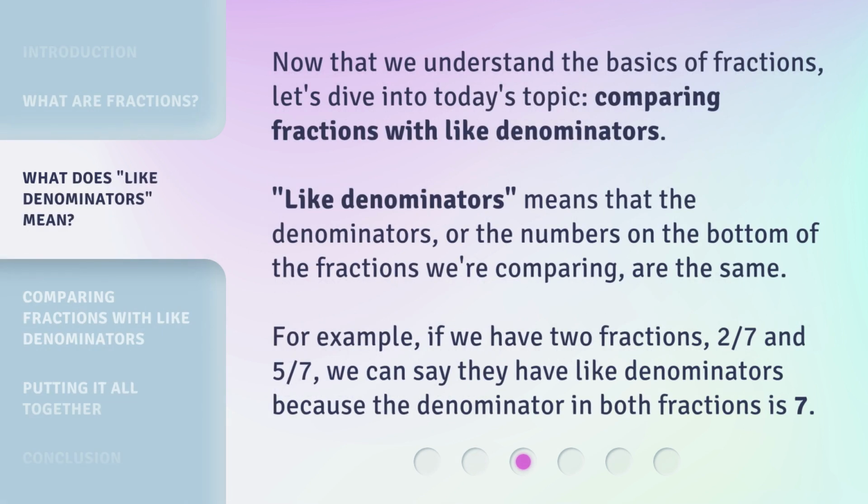Now that we understand the basics of fractions, let's dive into today's topic: comparing fractions with like denominators. Like denominators means that the denominators, or the numbers on the bottom of the fractions we're comparing, are the same. For example, if we have two fractions, 2/7 and 5/7, we can say they have like denominators because the denominator in both fractions is 7.